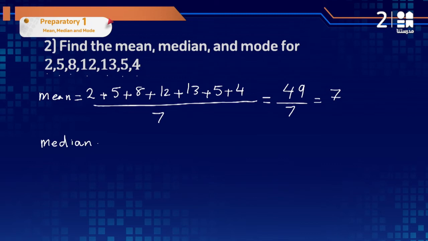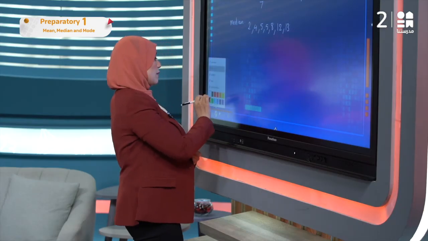To find the median, we have to arrange them. So here we have 2, 4, 5, repeated 2 times, write it. And then 8, 12, 13. Check, are they 7? 1, 2, 3, 4, 5, 6, 7. Then cancel from left and right.